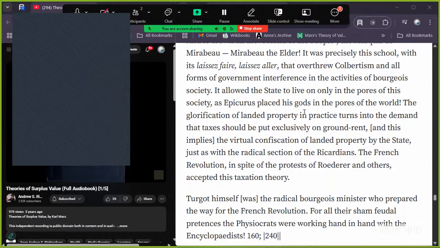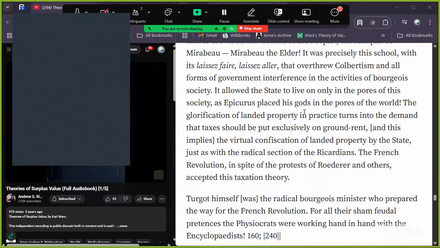It was precisely this school, with its laissez-faire, laissez-aller, that overthrew Colbertism and all forms of government interference in the activities of bourgeois society. It allowed the state to live on only in the pores of this society, as Epicurus placed his gods in the pores of the world.